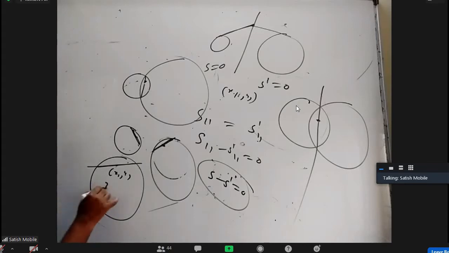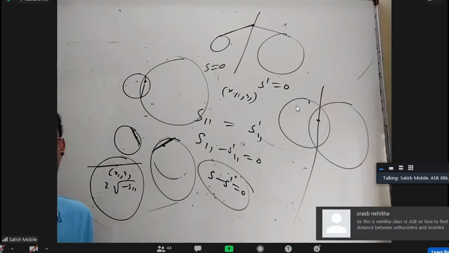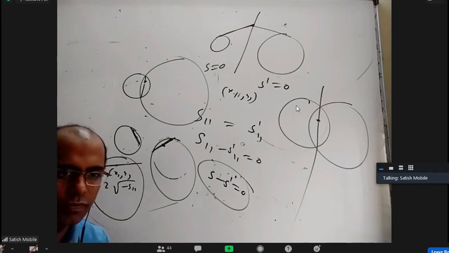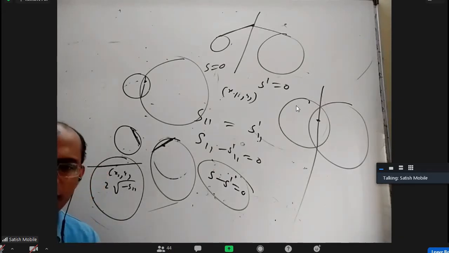That is also 2 root minus s1. Because after all, what is the power definition? Power definition is, from the center you find the distance to that point, the square of that minus radius square. d square minus r square, that is the definition of power. And power is positive for a point outside and negative for a point inside, because for one of them d is greater than r, for one of them d is less than r, right?